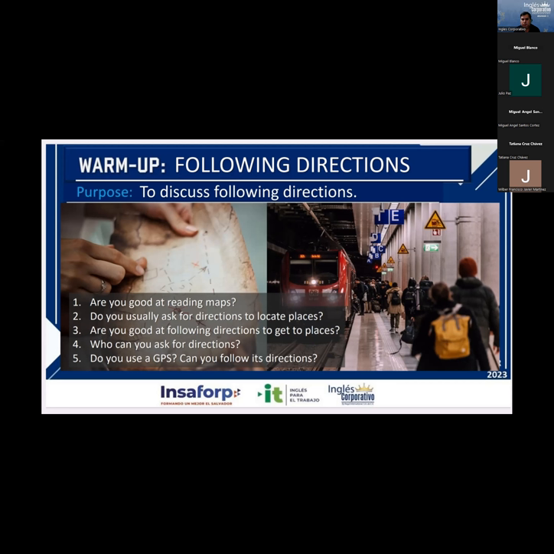Now the second question: do you usually ask for directions to locate places? Generally, I ask the people in the street about location. Me? All the time. Sometimes one locates better that way. In the third, are you good at following directions to get to places? It depends. If a few instructions, I am good. If a lot of instructions, I am bad.